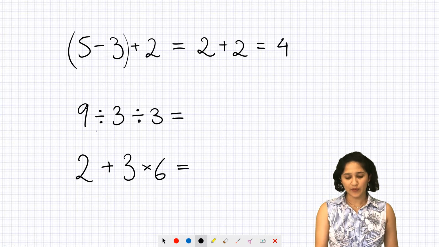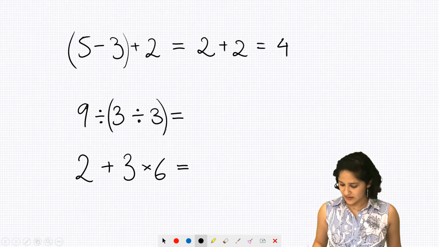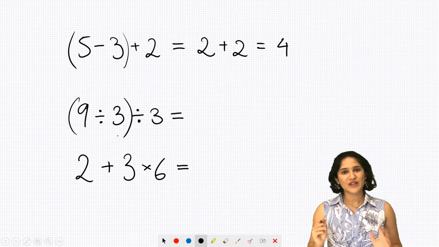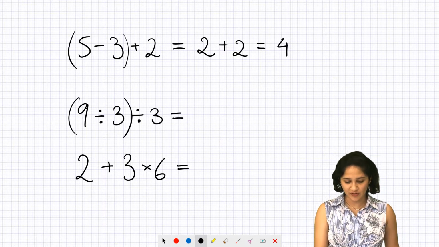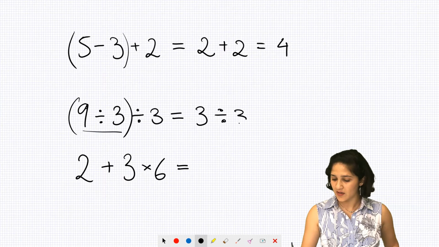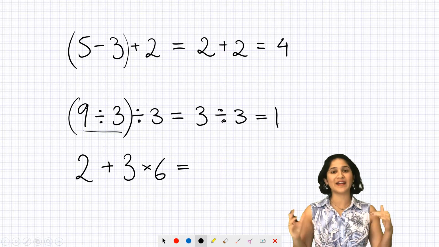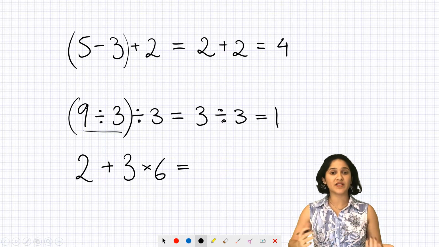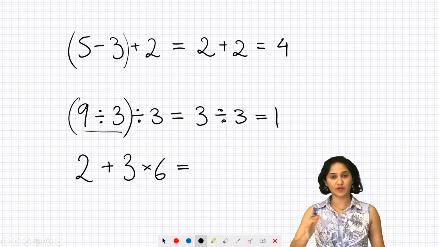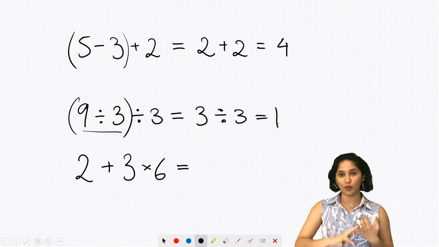In the same way, when we've got division, it can make a difference whether we do this first or this first. So you always go left to right. You do this first, that gives you 9 divided by 3 is 3, divided by 3 is 1. So it's really important to remember left to right unless we've got brackets and indices or a mixture of multiplication and addition. In this case, we do have a mixture of addition and multiplication, so the multiplication comes first because M comes before A.